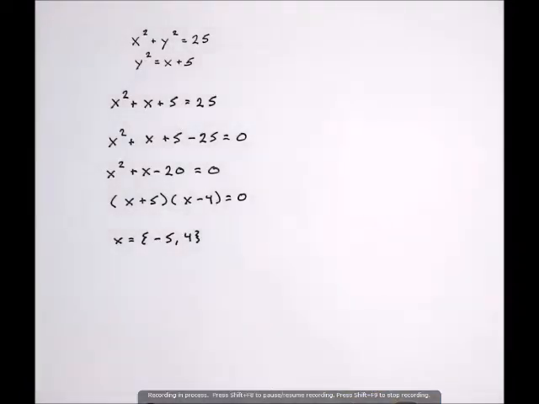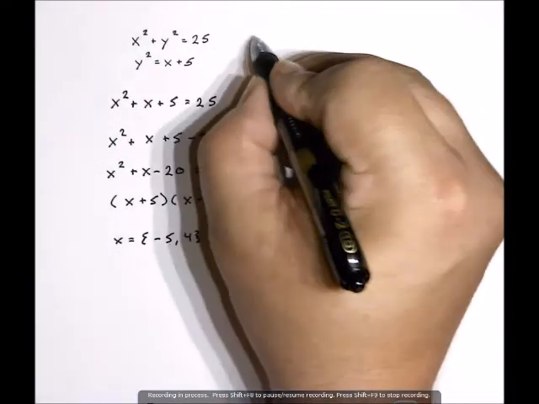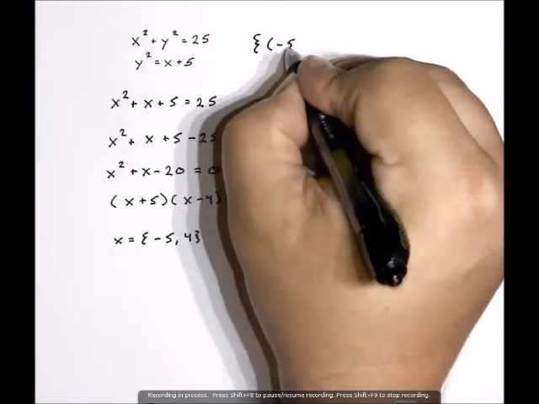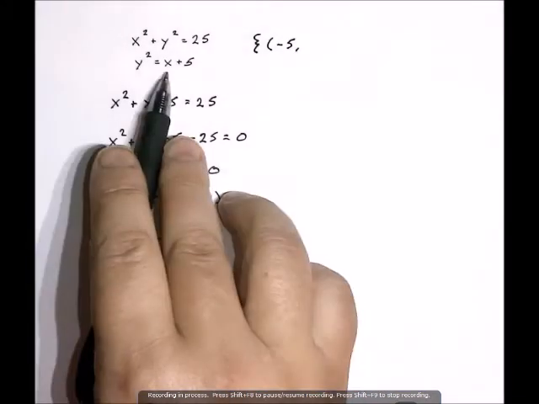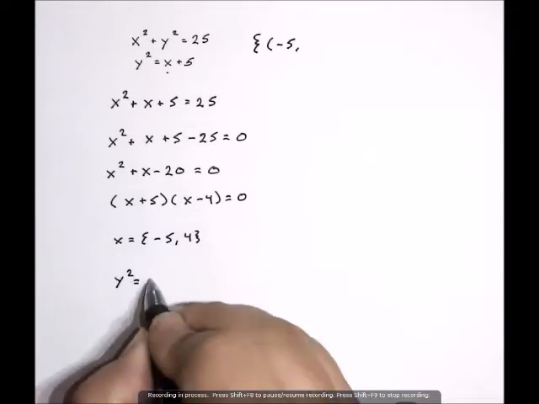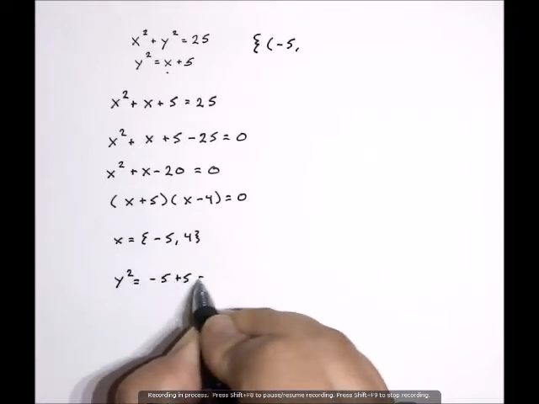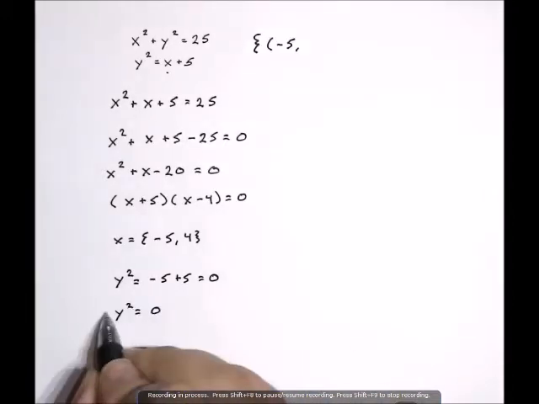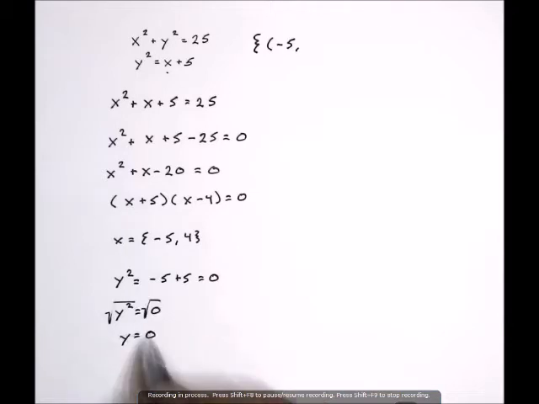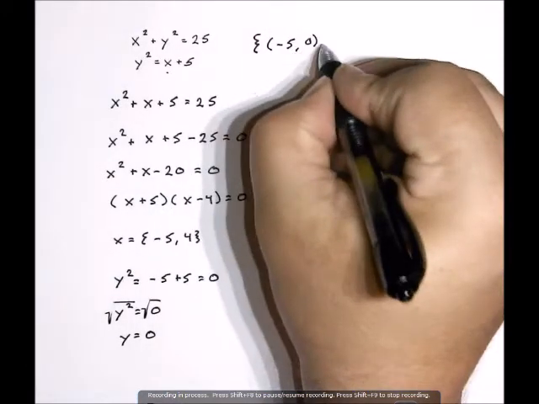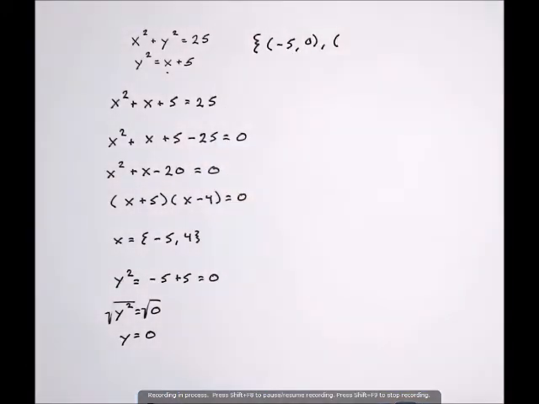But again, those are only my x values. So let me put my ordered pairs up here. Let's see what happens when I plug -5 in. And I'm going to plug into this one just because it looks a little bit simpler. So y squared equals -5 plus 5 equals 0. I can take the square root of each side and get y equals 0. So when x is negative 5, y equals 0. That was easy enough. Now let's try 4.